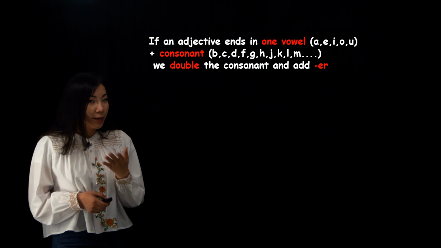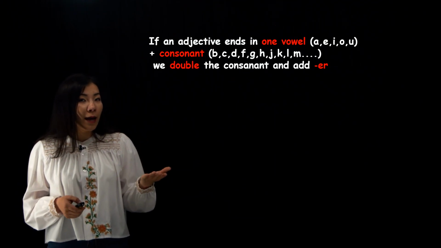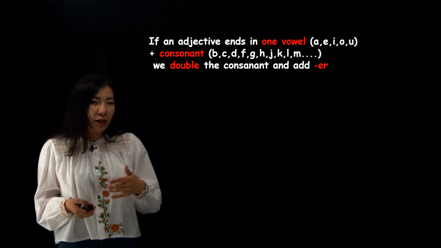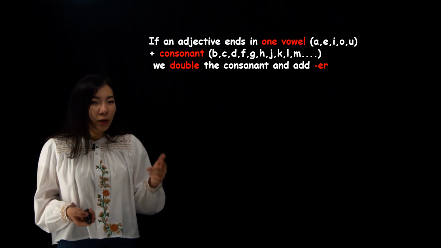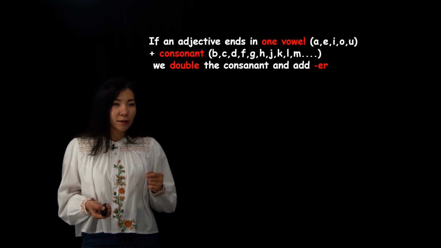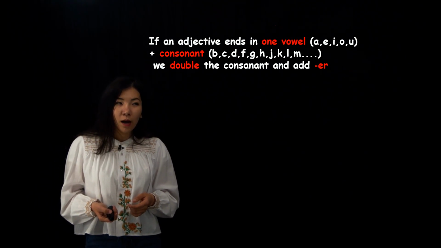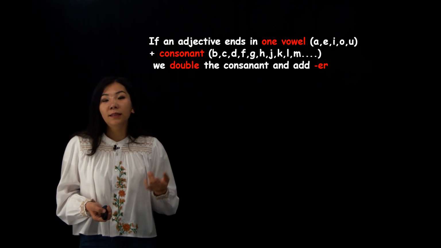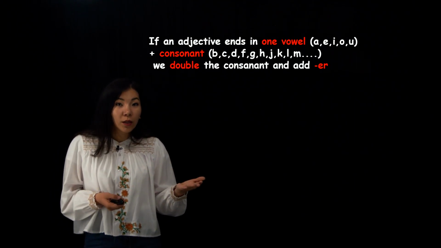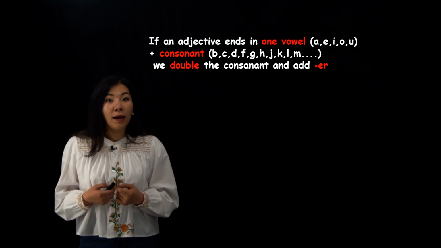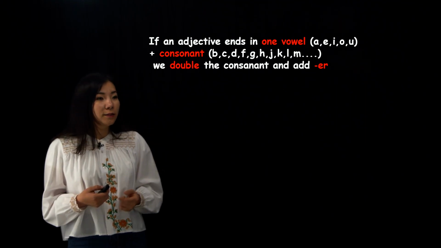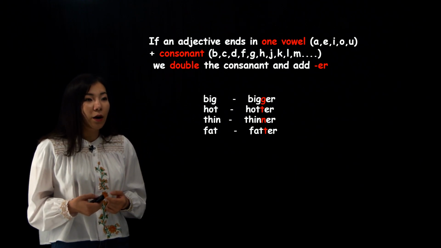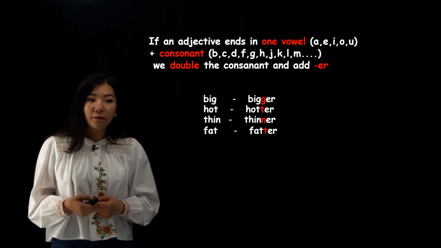When we are making the comparative form out of an adjective, we need to bear in mind that if an adjective ends in one vowel, you all know about vowels, right? They are A, E, I, O, U, plus a consonant, the B, C, D, F, G, H, and so on, we double the consonant and add -er. For instance, big, bigger, hot, hotter, thin, thinner, fat, fatter.